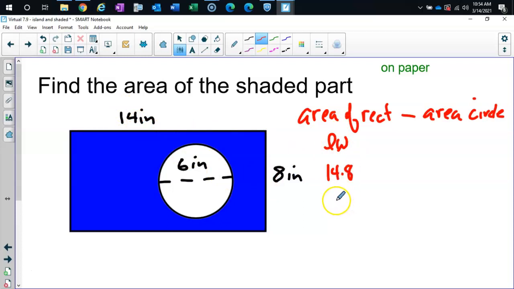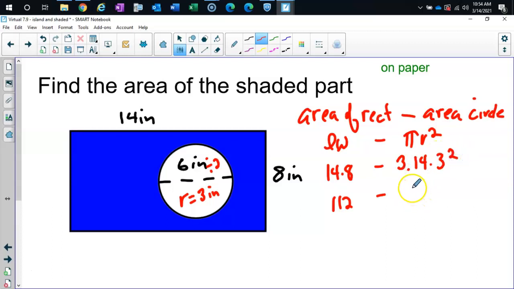14 times 8, and that's going to give me 112. That's how I want you to show your work. Here's my formula, my work, and my answer. Let's not worry about a label at this point. This is a circle. Formula for area of a circle is pi r squared. Now, look at this. This is the diameter. So our radius, I'm going to divide this by 2, will be 3 inches. So we're always going to use 3.14. 3.14 times 3 squared. And when you punch that into your calculator, you're going to get 28.26.